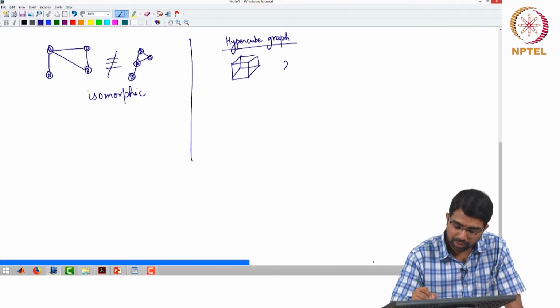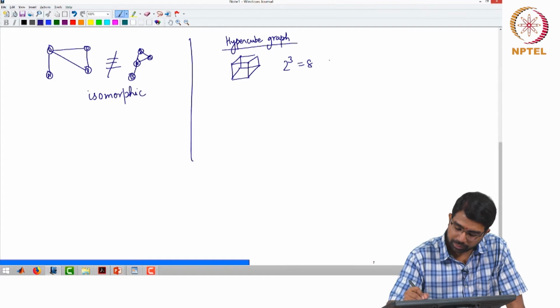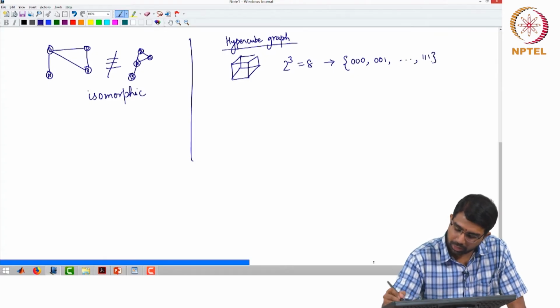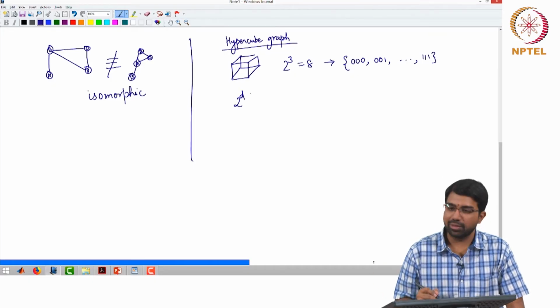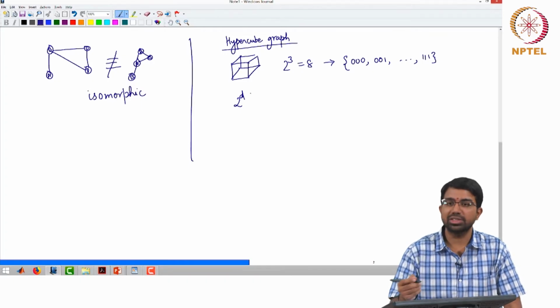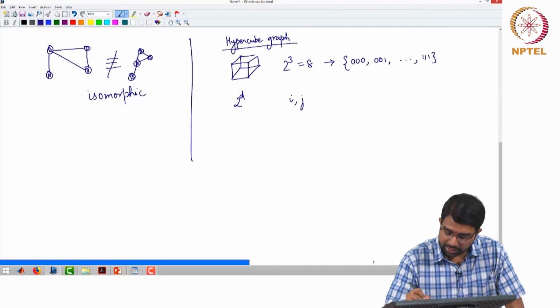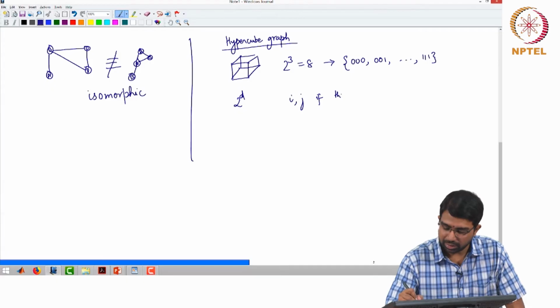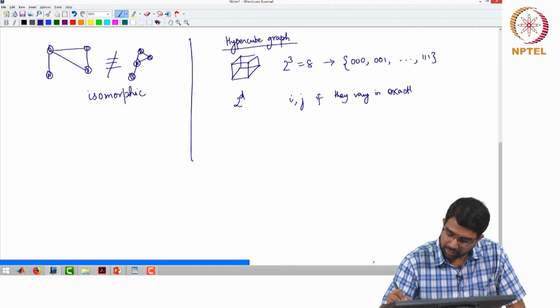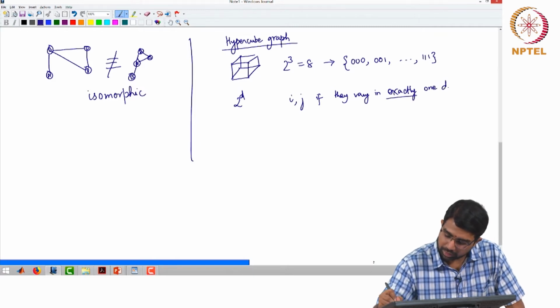How many nodes are there? Basically 0 0 0, 0 0 1, 0 1 1, and in a d-dimensional hypercube you will have 2 to the d nodes, and d dimensions, and you will have edges between i and j if they vary in exactly one dimension.